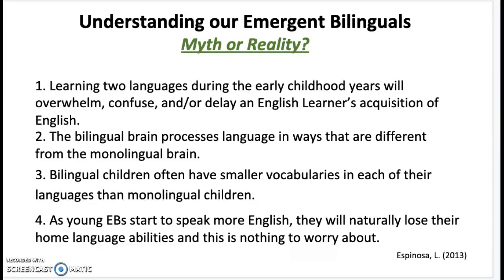We're not saying that they cannot learn it after those years, but those are the ideal and prime years to learn an additional language. Number 3, bilingual children often have smaller vocabularies in each of their languages than monolingual children. Do you think this is a myth or reality? Okay, so this is a reality.